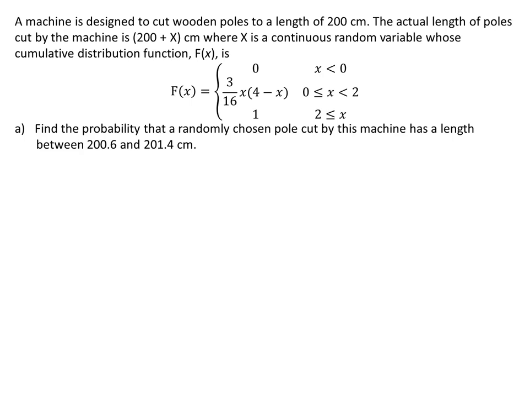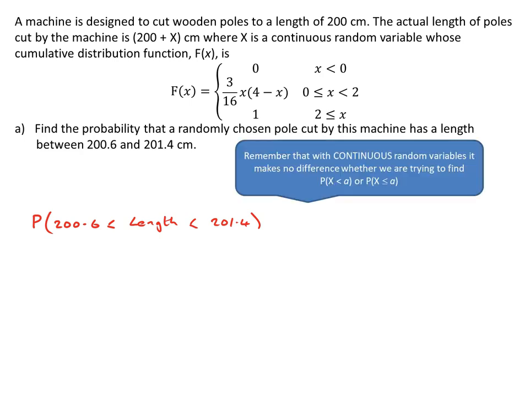So the first thing we're being asked to do is find the probability that a randomly chosen pole cut by this machine has a length between 200.6 and 201.4 centimetres. Now, if the length lies between 200.6 and 201.4, that means the random variable x must lie between 0.6 and 1.4.